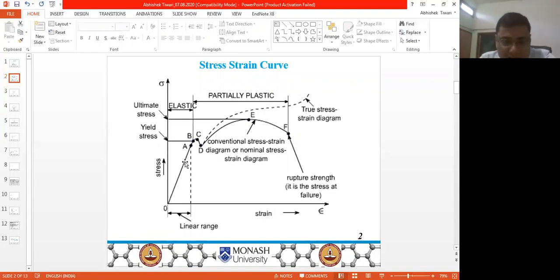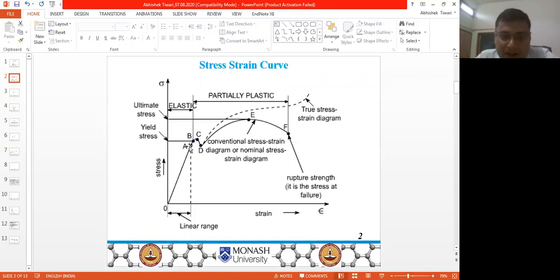And in this region, it follows Hooke's law, that is sigma is equal to epsilon into capital E. So in this, sigma is stress, epsilon is strain, and capital E is Young's modulus.